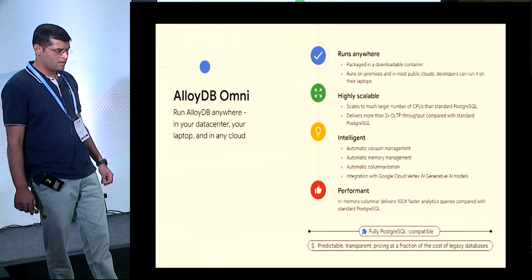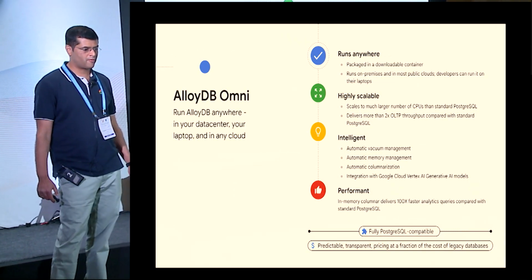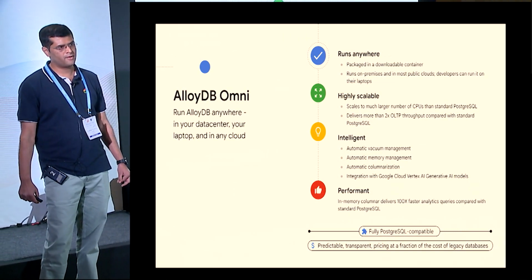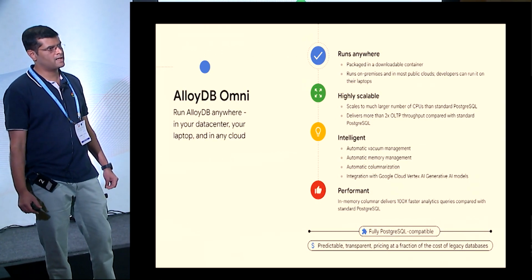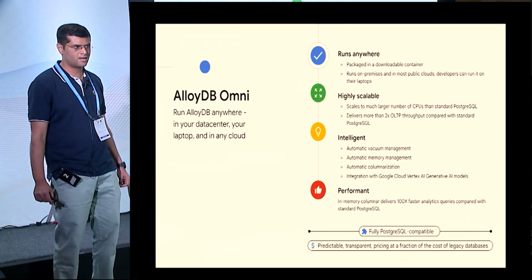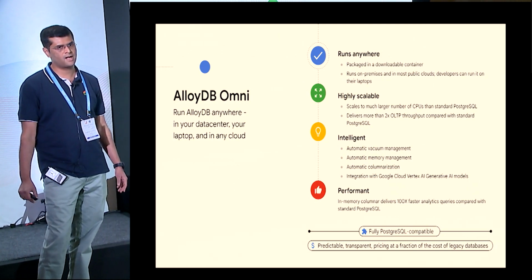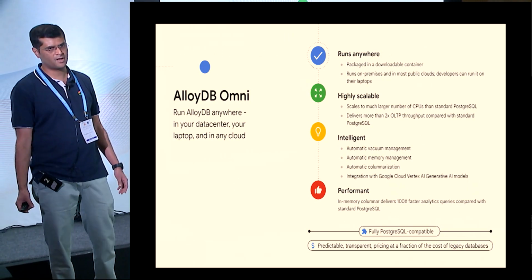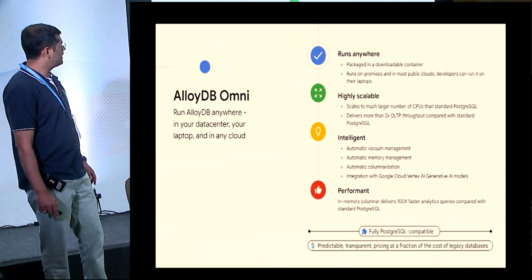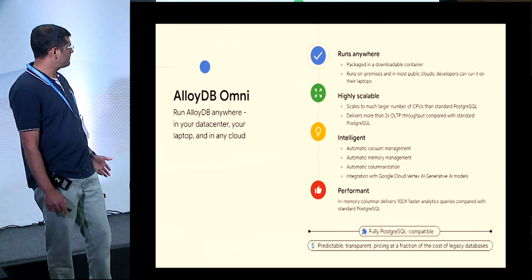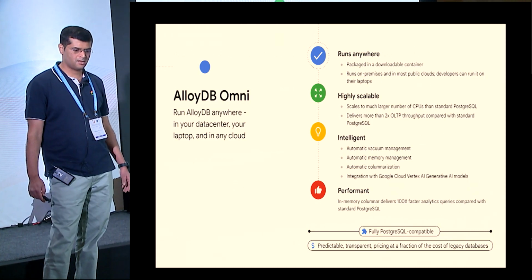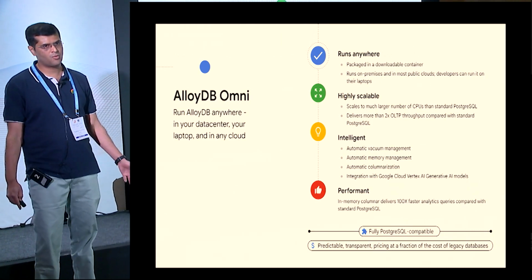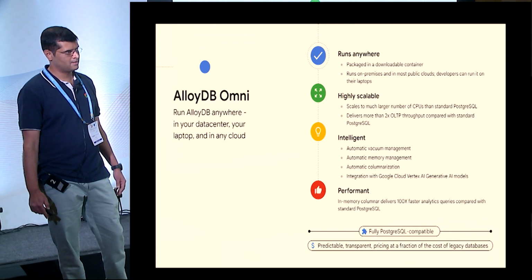LOIDB Omni is a high performance downloadable version of LOIDB. It meets customers where they are. You can run LOIDB Omni anywhere, on premise, in any cloud, at the edge, or even on developer laptops. It includes the best of LOIDB features like automatic management, columnar engine, and Vertex AI integration for running model inferencing within the database.